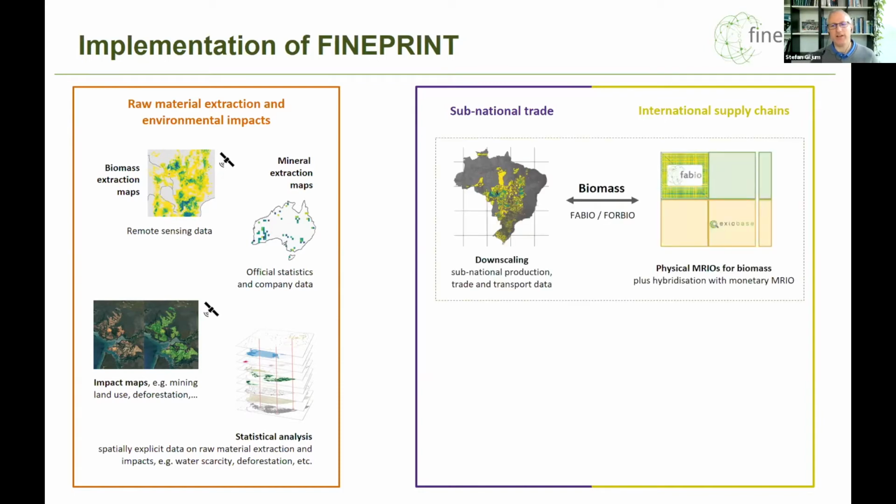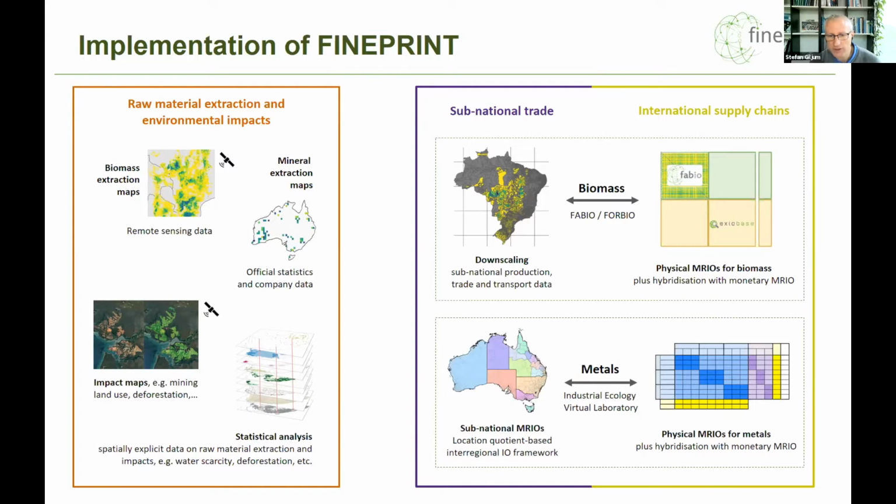And the second part relates to the international trade and supply chain models. We basically focus on two areas of commodities. One is biomass. We won't hear a lot about this today because it's not the major issue of the conference, but we are developing physical, what is called multi-regional input-output models. So basically representations of the global trade and processing of biomass products, which we also downscale to the subnational level using, for example, production data or trade and transport data.